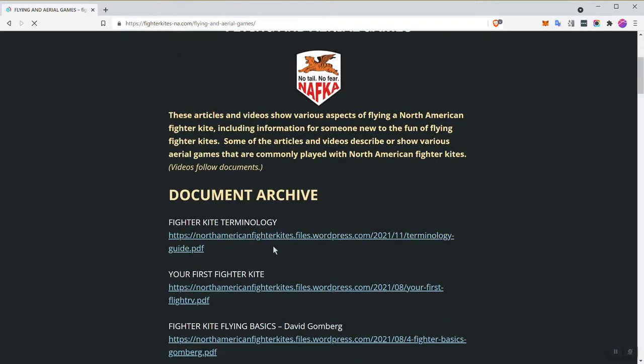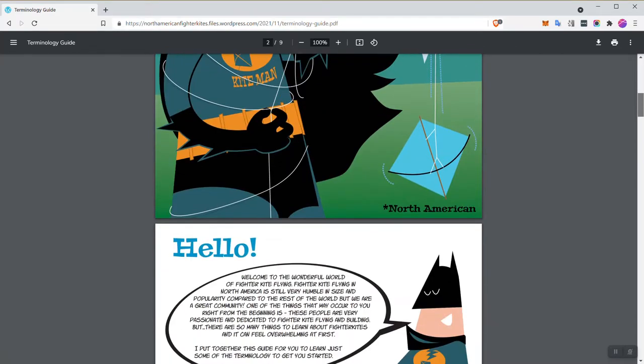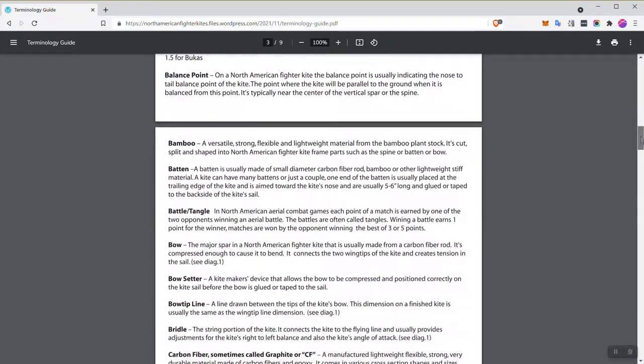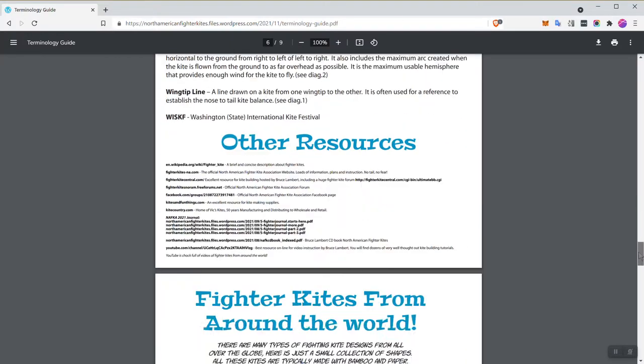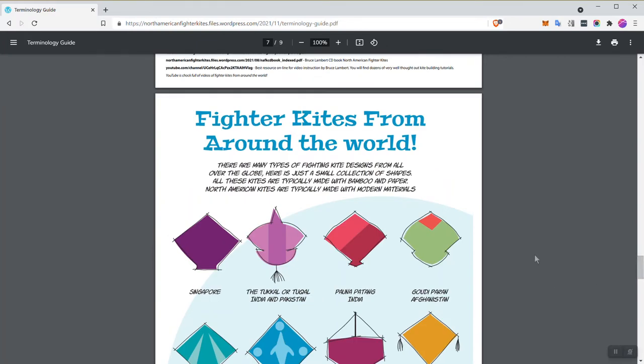And in the document archive, the very first one is called Fighter Kite Terminology. This is a document created by one of the North American Fighter Kite Association members, a fellow by the name of Gary Lyons. And he did a fabulous job of something that no one else has really done, and in such a clear way. He has defined the terms and the definitions of the most commonly used lingo around fighter kites. But in addition, he added a list of all the links for various resources for learning more about North American fighter kiting. And then he describes and shows different fighter kites from around the world.